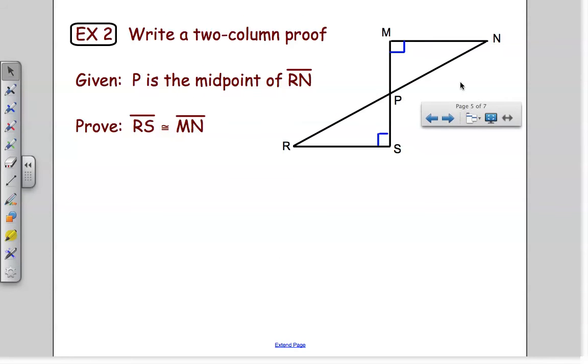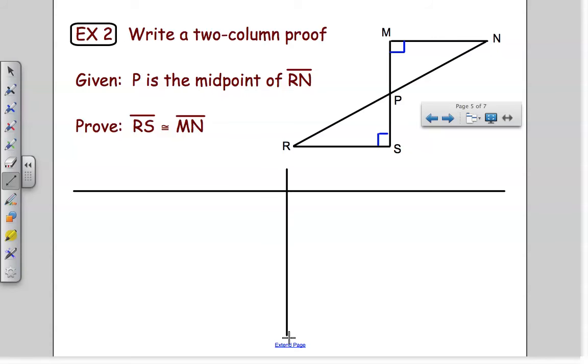Let's try another cool example here. We're writing a 2-column proof in this case. I'll set up the 2-column proof right away with my statements and reasons.